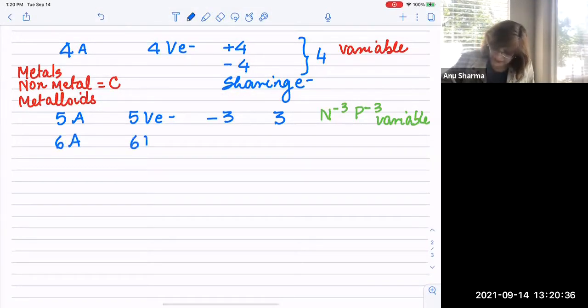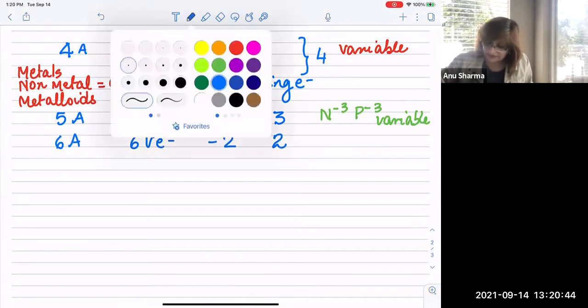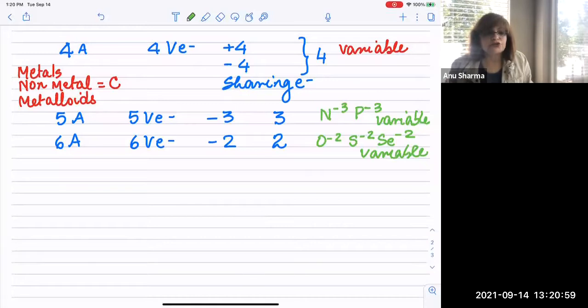Next we have 6A. 6A has 6 valence electrons, and it will form -2 charges. It will form 2 bonds, and the non-metals that are here are oxygen with -2 charge, sulfur -2 charge, selenium -2 charge, and the rest is again variable. Variable applies to the metalloids and to the metals, the post-transition ones.